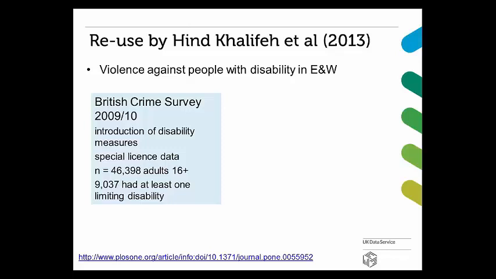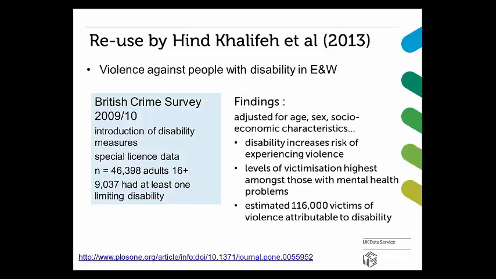And they were able to reuse this data to show that once you adjust for age, sex and socioeconomic characteristics, people with a disability are at an increased risk of experiencing violence, with levels of victimisation highest amongst those with a mental health problem. And they estimated that about 116,000 victims of violence were attributable to having a disability.